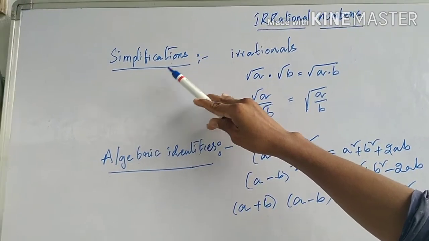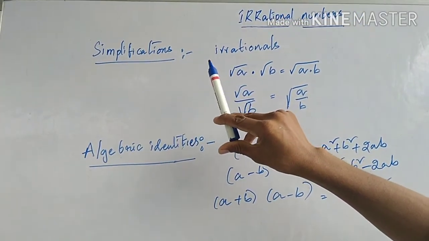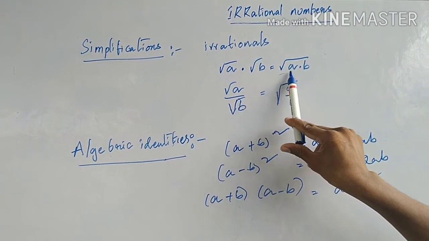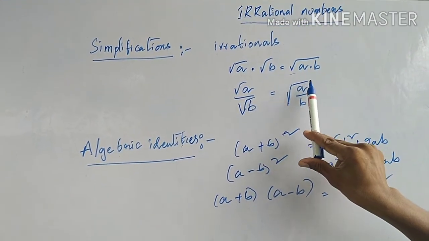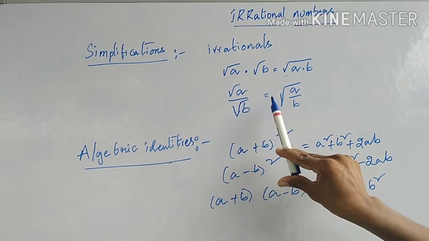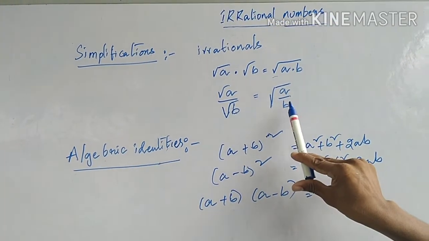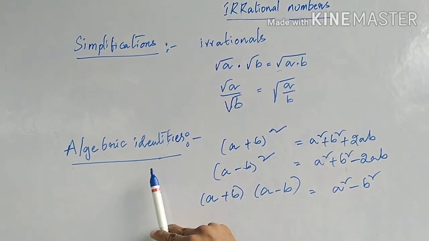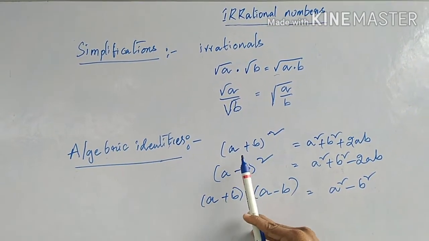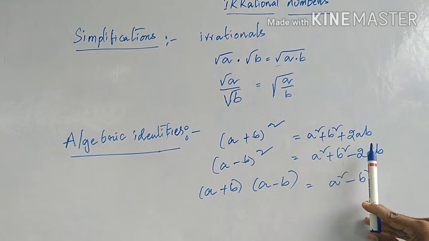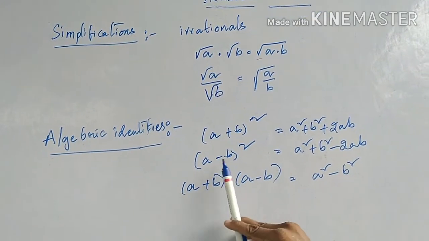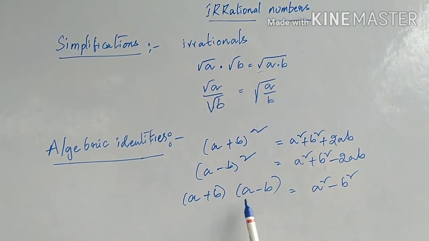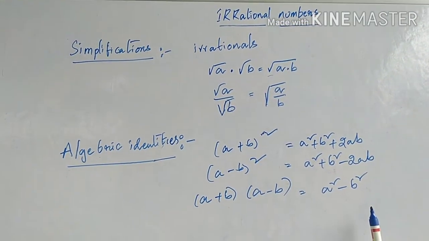Here are problems based on simplification. So the important formulas for irrationals: root a into root b is equal to root of a into b. Root a by root b is equal to root of a by b. From algebraic identities, it is very important to remember: a plus b whole square is equal to a square plus b square plus 2ab. A minus b whole square is equal to a square plus b square minus 2ab. A plus b into a minus b is equal to a square minus b square.